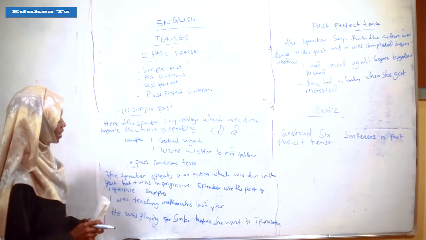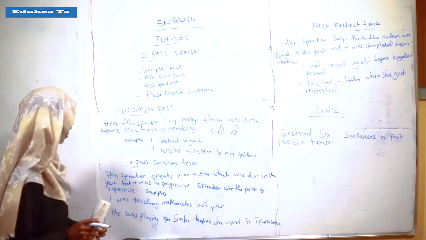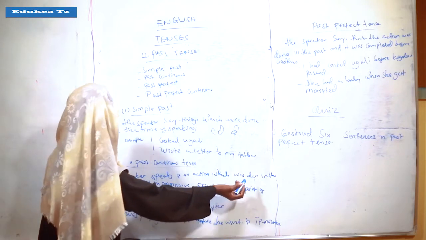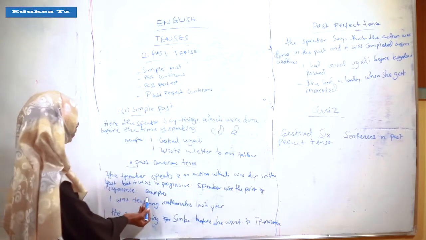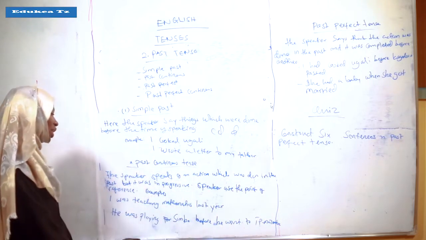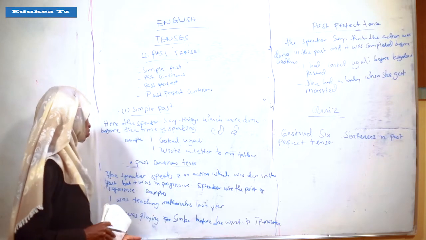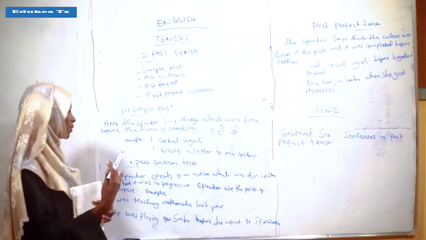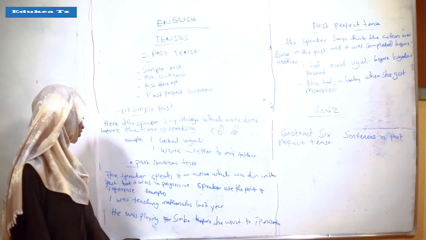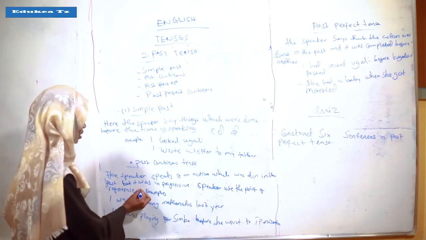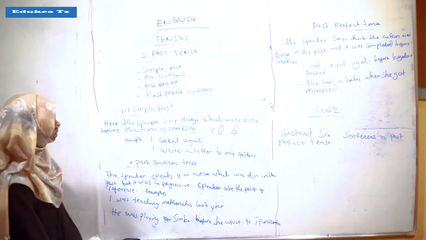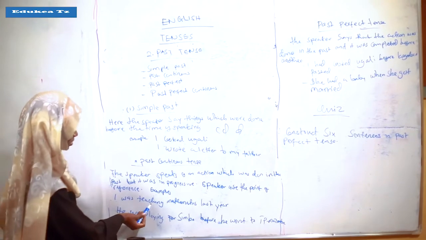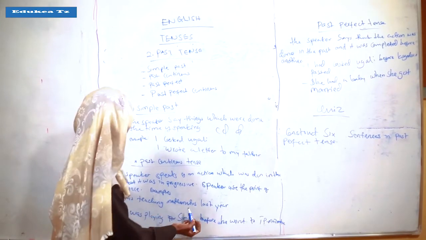Now let's jump to the past continuous tense. Here, the speaker speaks of an action which was done in the past, but it was in progress. When you are talking about an action or event which was done in the past but is in the progressive, the speaker uses a point of reference. Let's go to an example so that you can be clear. For example, I was teaching mathematics last year.